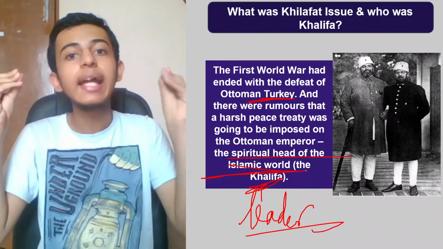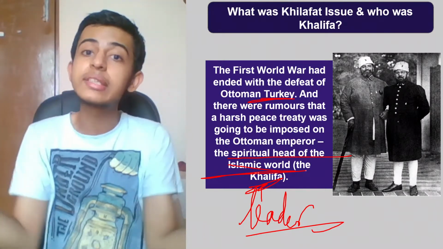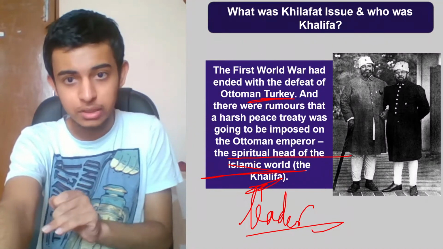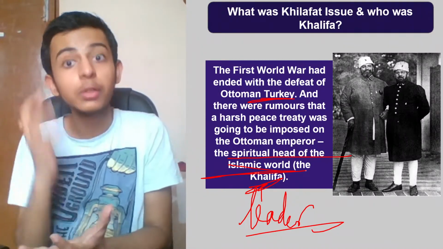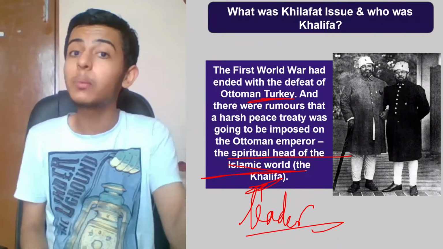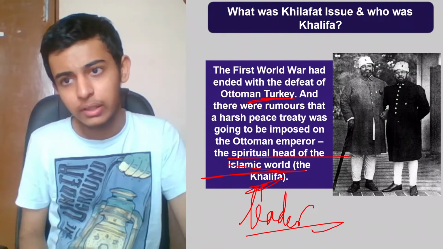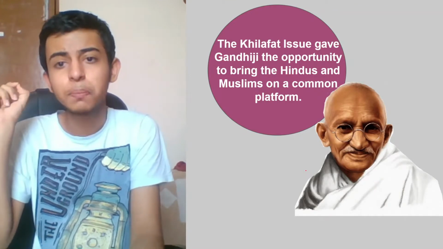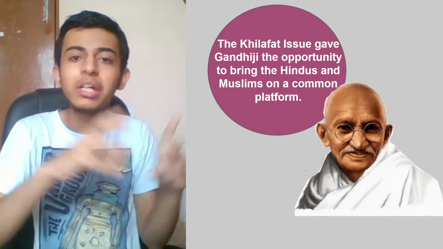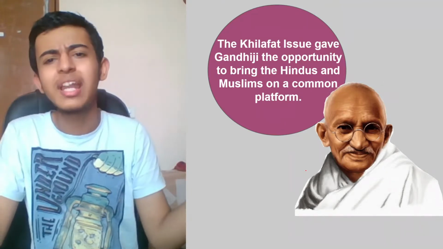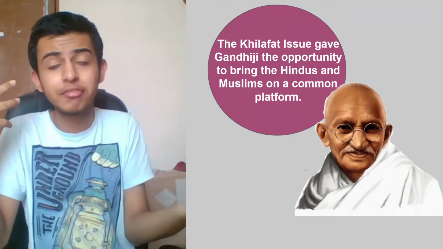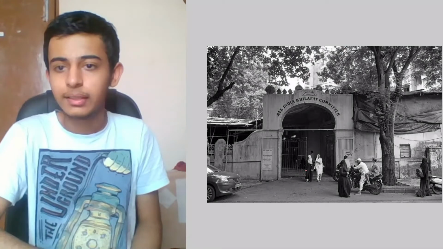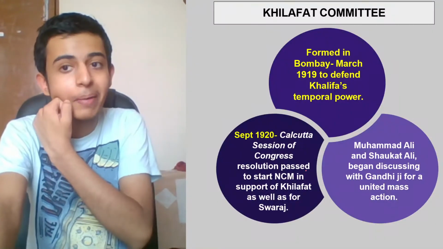So the head of the entire Islamic world, or the entire Muslim community, the Khalifa, had lost the world war and had to sign a peace treaty. See, when a person loses a war, he has to listen to the winning side. The winning side can even kill that defeated king. The Khilafat issue gave Gandhiji the opportunity to bring Hindus and Muslims onto a common platform. Hindus and Muslims were always divided, they were never equal, and they had various differences. So Gandhiji wanted to bring these communities together. That is why the All India Khilafat Committee was set up.